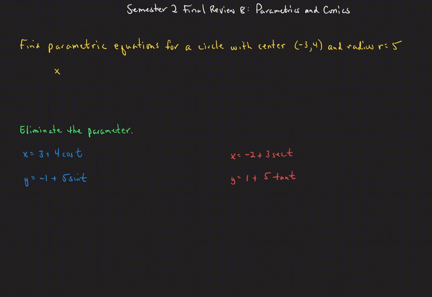So hopefully we remember we're going to say x equals -3, the x coordinate, plus the radius 5 times cosine of t, and y is going to be 4 plus the radius 5 times the sine of t. And those are our parametric equations.